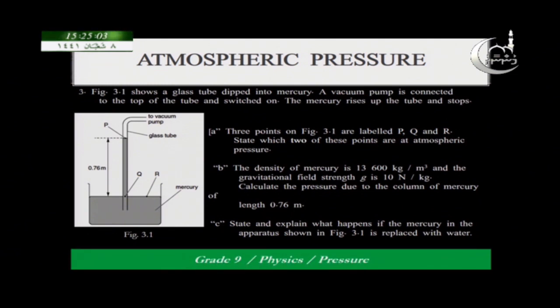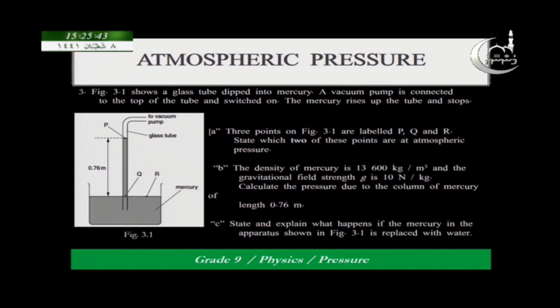There is another third question. Figure 3.1 shows a glass tube dipped into mercury. The vacuum pump is connected to the top of the tube and switched on. The mercury rises up the tube and stops. Mercury rises and stops at 0.76 meter height. Question A. 3 points on figure 3.1 are labeled P, Q and R. State which 2 points are at atmospheric pressure. You should know that this is atmospheric pressure and this is also atmospheric pressure.